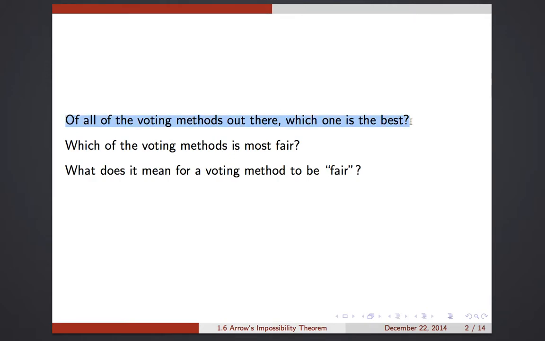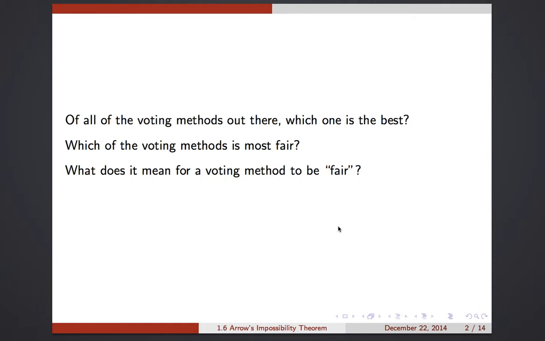I don't really know how to define the word best in this context. So he focused all of his energy on the second question. What voting method is fair? And in particular, if you're going to ask that question, you have to answer this third question. What does it mean for a voting system to be fair?